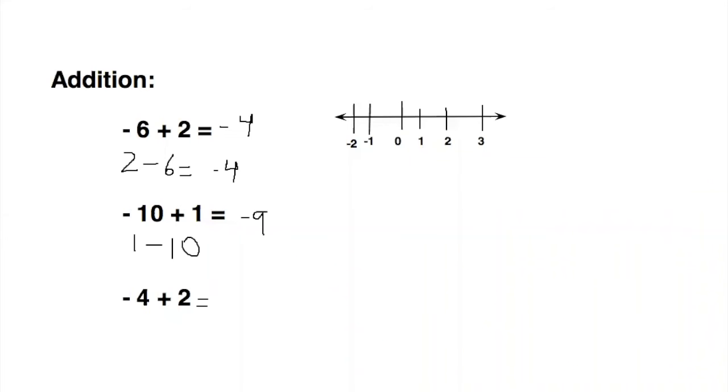So for this one, it would be the same thing. It would be 2 minus 4. So it would be 2, 1, 2, 3, 4. So your answer would be -2.